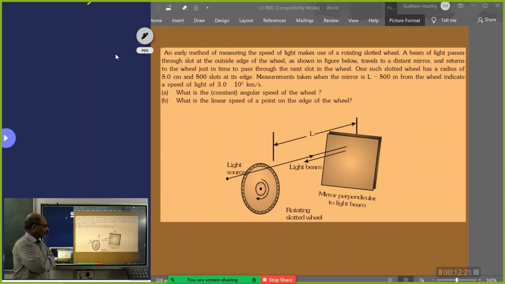See how beautiful it is and how nice it is. You can measure the speed of light using this method. Just a wheel is rotated with slots, and then light is passing, a small beam of light is passing.